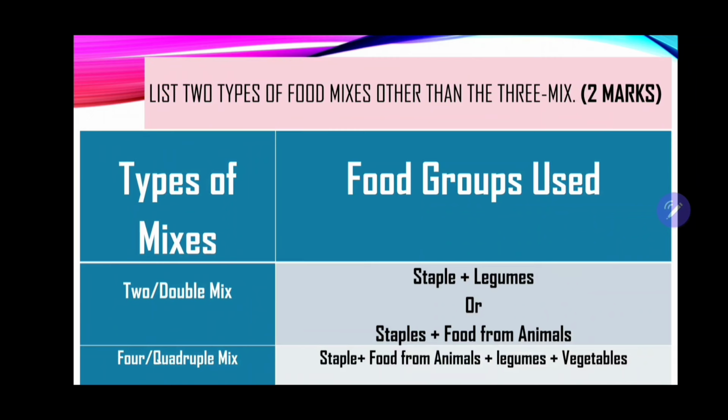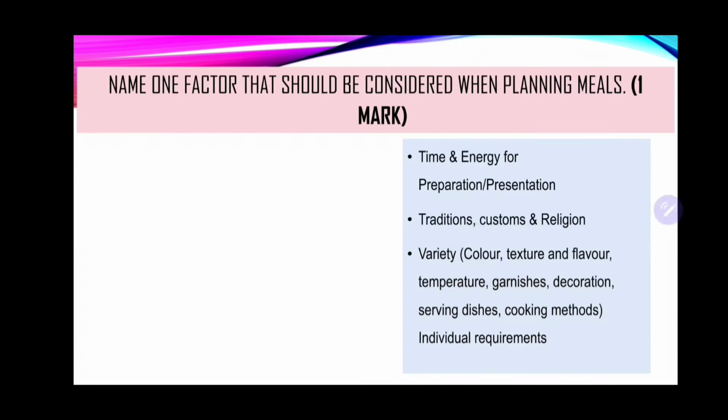So the 4 food groups, you remember there are 6 food groups, but we only use 4 when we're creating the mix, and they are staple, food from animals, legumes, and vegetables, right? So we wouldn't need to include fats and oils because you would already get fats and oil from food from animal groups. Good? The group that is not included when we're doing the multi-mix principle is the fruits group, right? Because the same nutrients that you would get from vegetables is the same vitamins and minerals that you would get from fruits. Good? Next question.